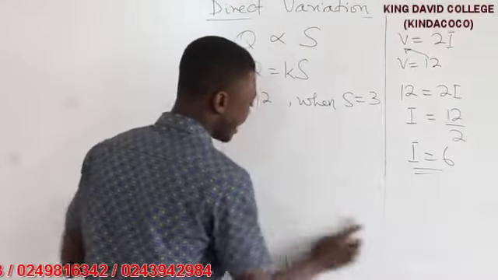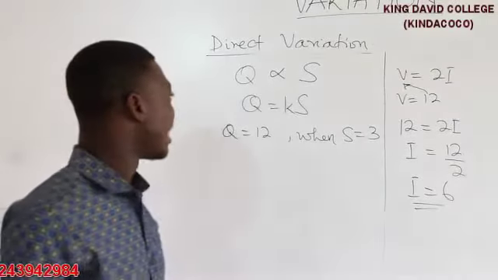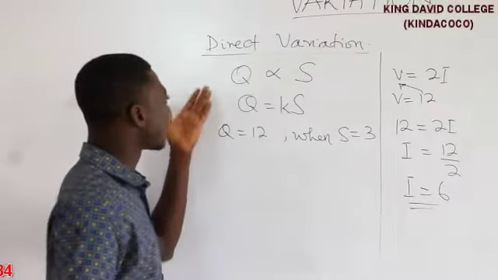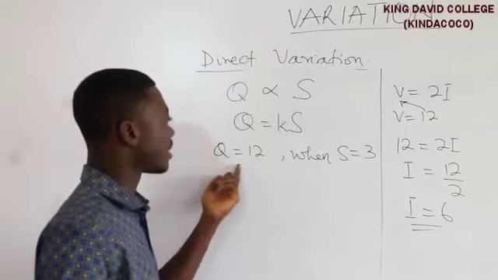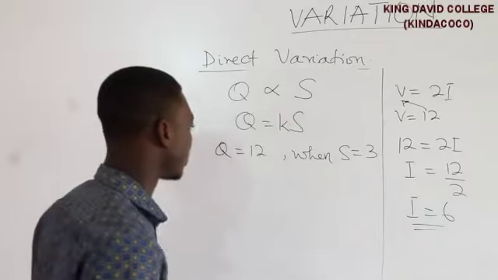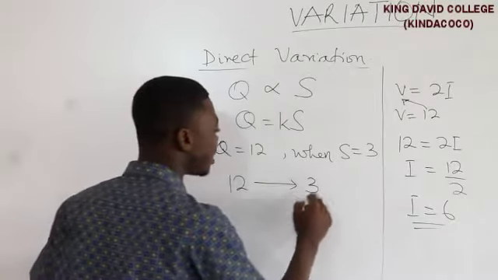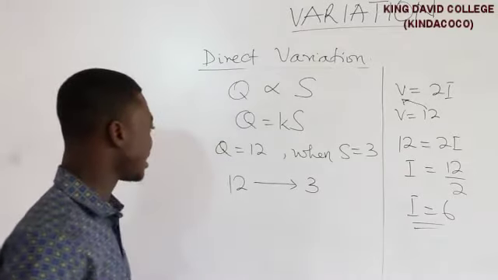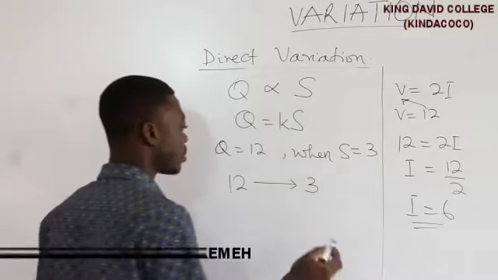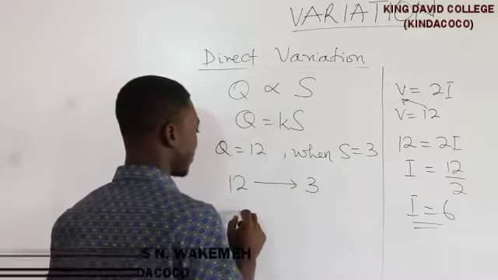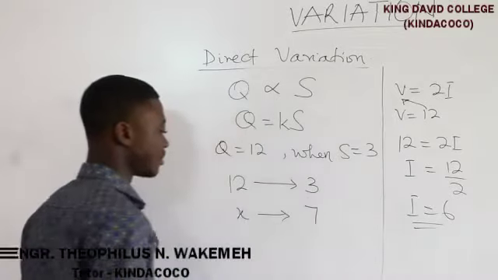Instead of going the direct way, using the variation equation and all that, I can just say, okay, q varies directly as s. When q is 12, s is what? 3. Good. So it's like I'll say 12 amounts to 3. So they are asking me to find q when my s is now 7. So find q when your s is 7.